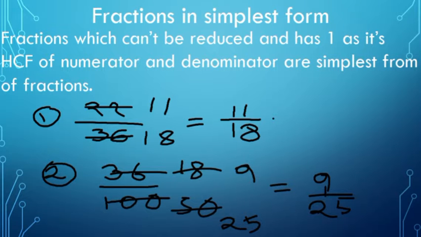So let's see some examples. I have taken 22 by 36. So let me reduce 22 by 36 by 2. 22 by 2 gives 11, 36 by 2 gives 18. So you get 11 by 18.